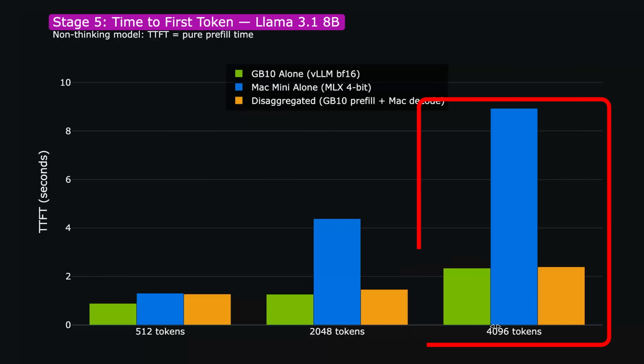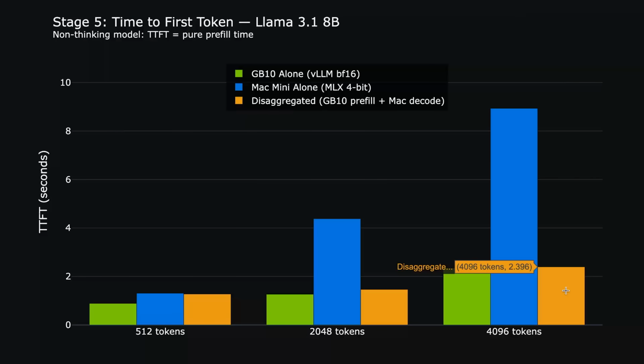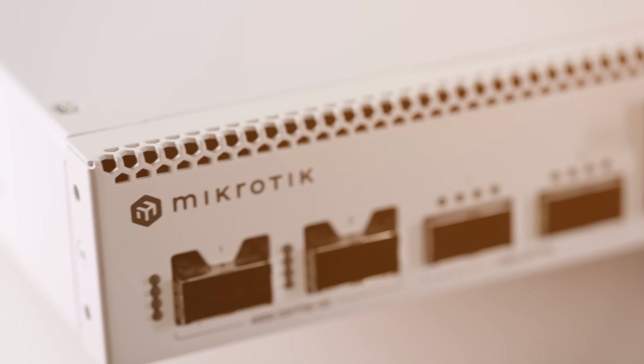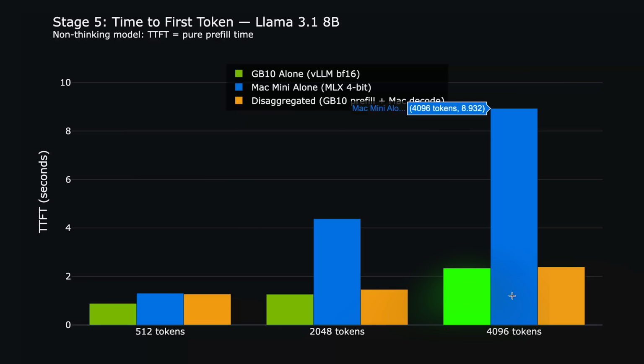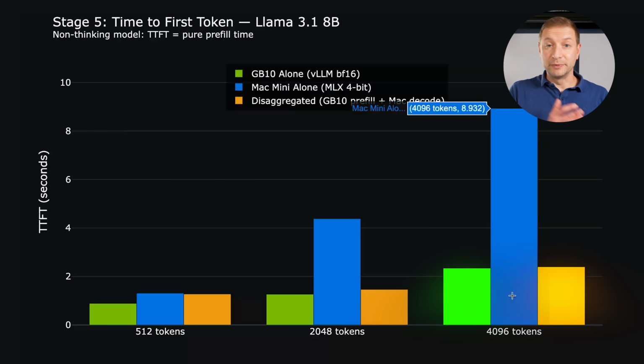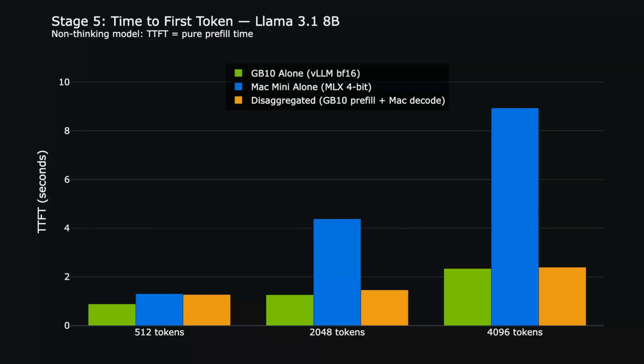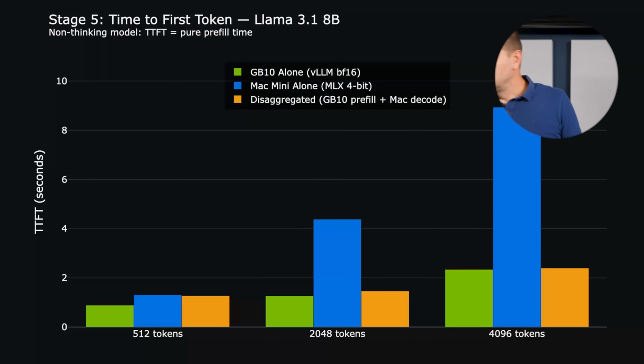If we take a look at 4096 tokens, we're almost at 2.4 seconds. So the 50 gigabit link adds almost zero overhead for comparing GB10 alone versus disaggregated. So the disaggregated setup gets GB10 class time to first token with Mac class decode. And you can see that neither machine actually achieves this alone. So is it worth it?